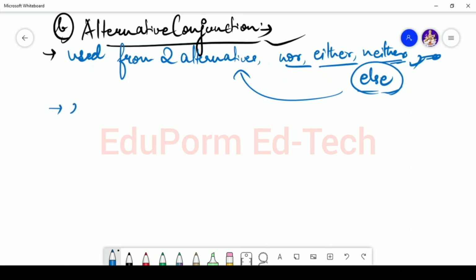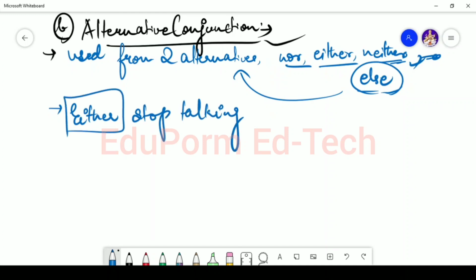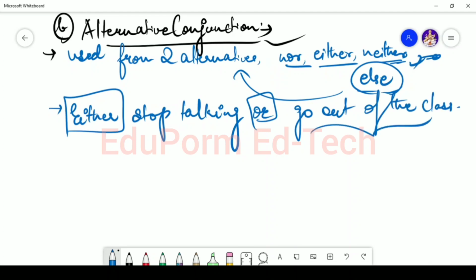Let's say for example, if I would say to you, either stop talking or go out of the class. Either stop talking or go out of the class. या तो चुपचाप से बिना बात किए बैठो, या चलो निकलो क्लास से बाहर. ठीक है? So used for two alternatives, that is nor, either, neither or else, means either stop talking or go out of the class. So this is one such form of alternative conjunction.